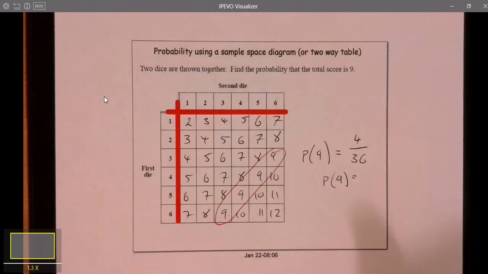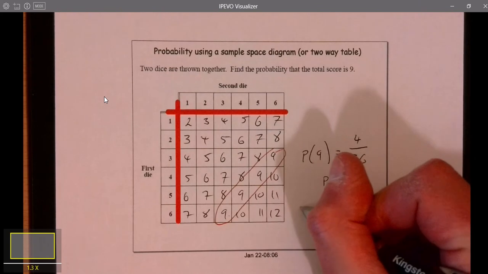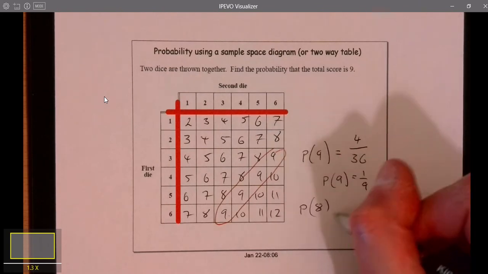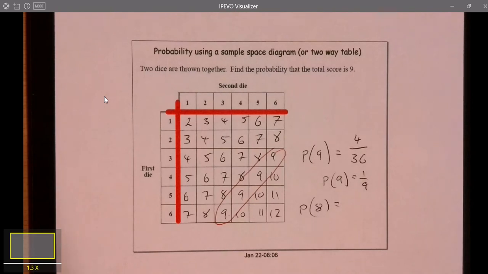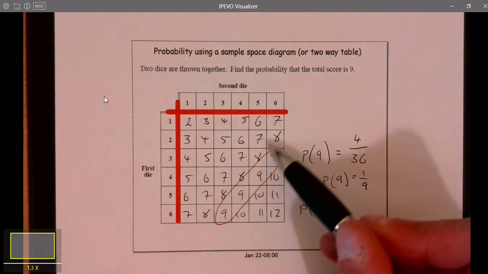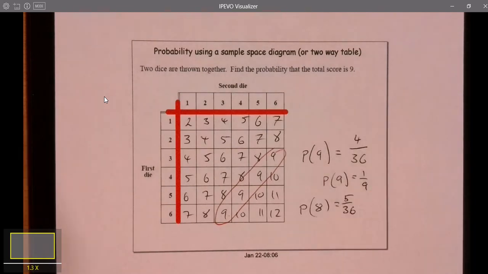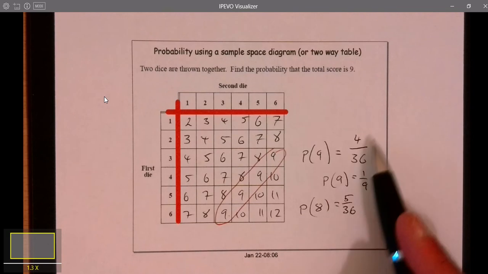Now, weirdly, 4 over 36 is 1 over 9. Does that always mean, wait a minute, if I were to do the probability of 8, is that going to work out to be 1 over 8? Let's have a look. 1, 2, 3, 4, 5. That's 5 over 36. That's not 1 over 8, is it? So no, it doesn't work out that way.